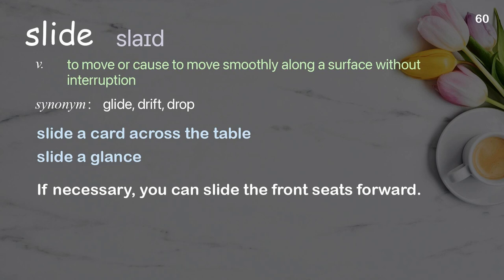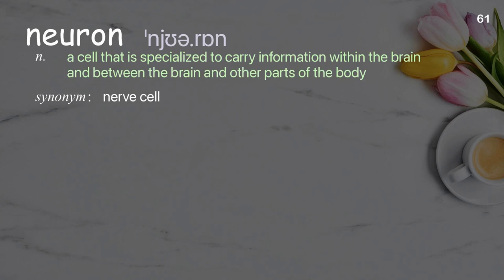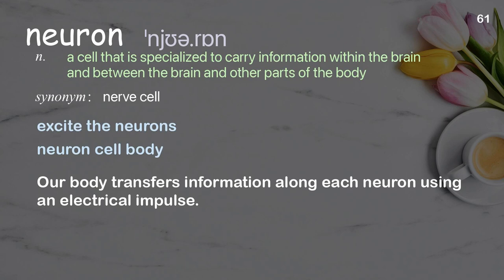Neuron: a cell that is specialized to carry information within the brain and between the brain and other parts of the body. Examples: excite the neurons, neuron cell body. Our body transfers information along each neuron using an electrical impulse.